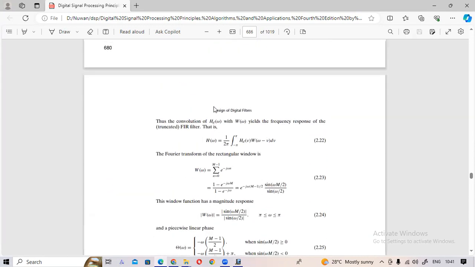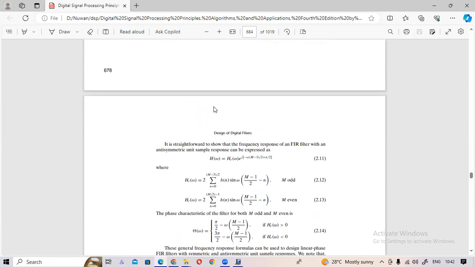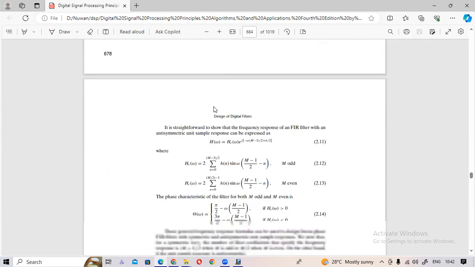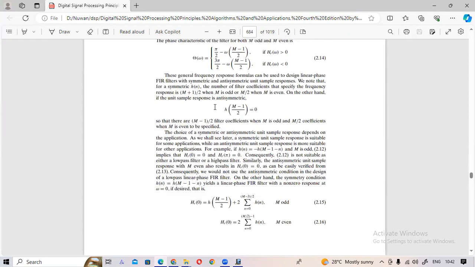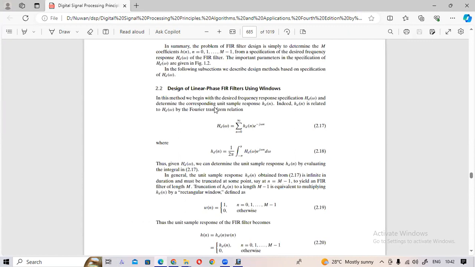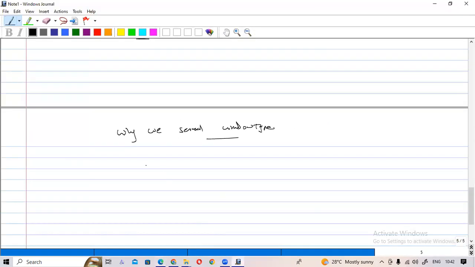So to evaluate the performance of these several windowing techniques, you have to find the frequency response of the window. That means your window function is in the time domain because this n is time domain. Then you have to apply the Fourier transform and convert this w[n] into W(omega). So this is the frequency domain. For that, you have to apply the Fourier transform.